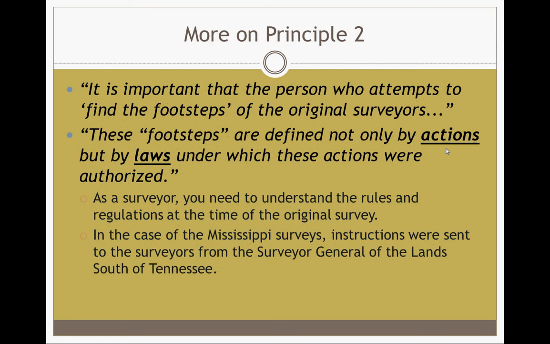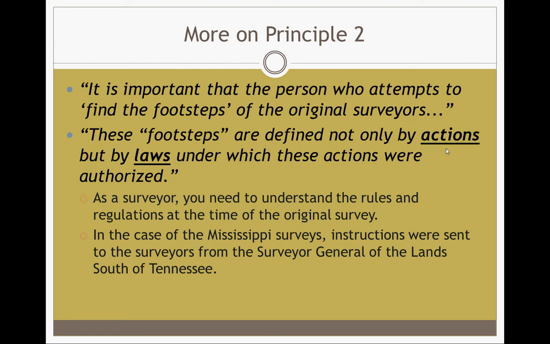Now, it's important that the person who attempts to find the footsteps of the original surveyors understands that these footsteps are not just defined by actions, but by the laws under which these actions are authorized. As a surveyor, you need to understand the rules and regulations at the time of the original survey. We know here in Mississippi that the region we are in, the central part of Mississippi, was surveyed under the instruction of a man named Gideon Fitz, and he has special instructions from 1833 that he put forth and said, these are my instructions, and I have told the surveyors in Mississippi and the Mississippi Territory to survey according to these instructions. You need to know this.